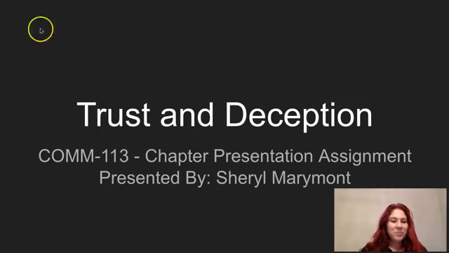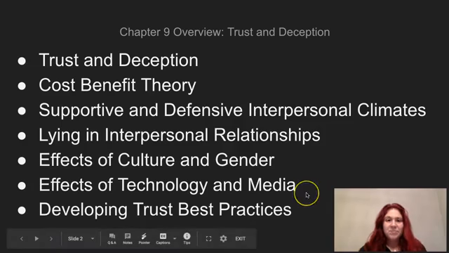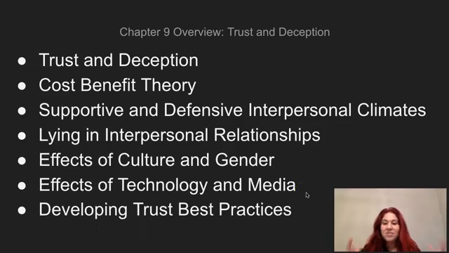So now let's move this ahead. Okay, so all of chapter 9 covers a bunch of different topics, and these are all of the topics that are covered in the actual chapter. So, trust and deception is the main theme of everything. We have the cost benefit theory. We have supportive and defensive interpersonal climates, lying in interpersonal relationships, effects of culture and gender on trust, effects of technology and media on trust, and developing trust best practices.